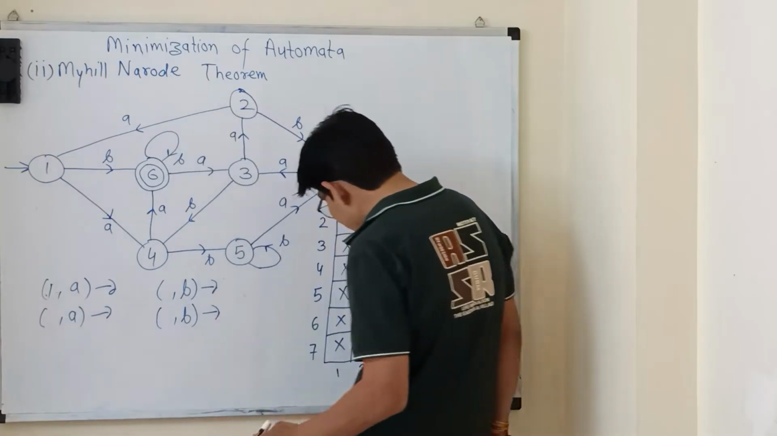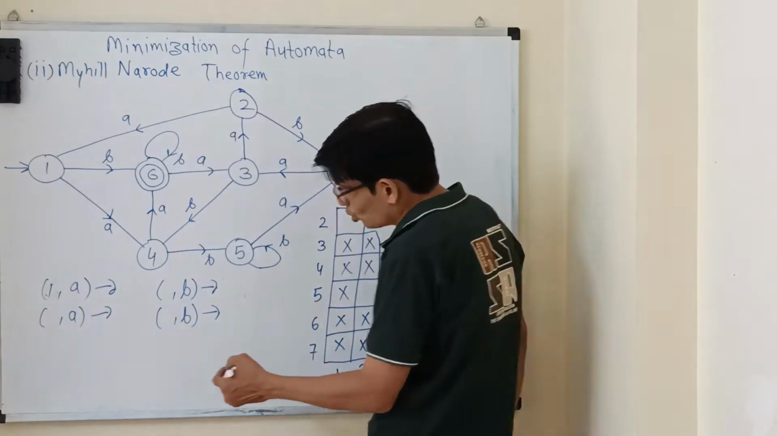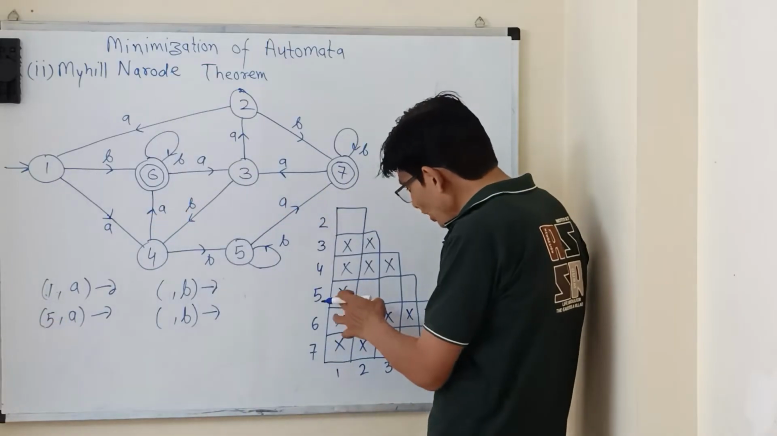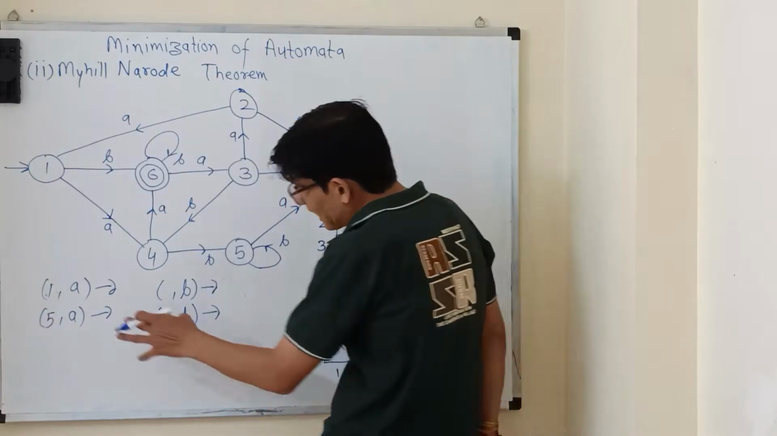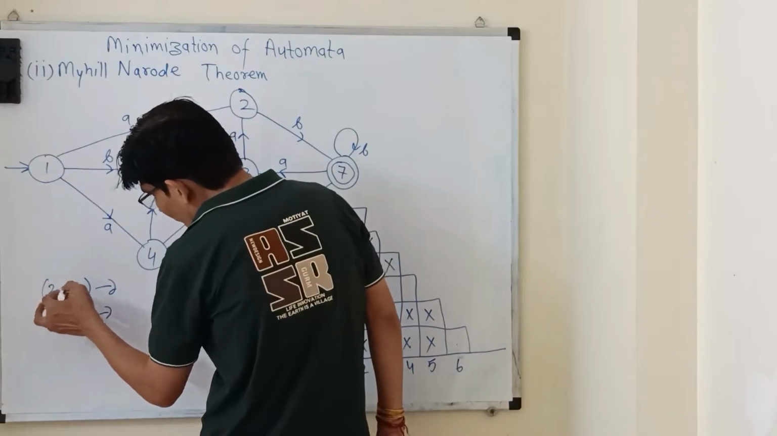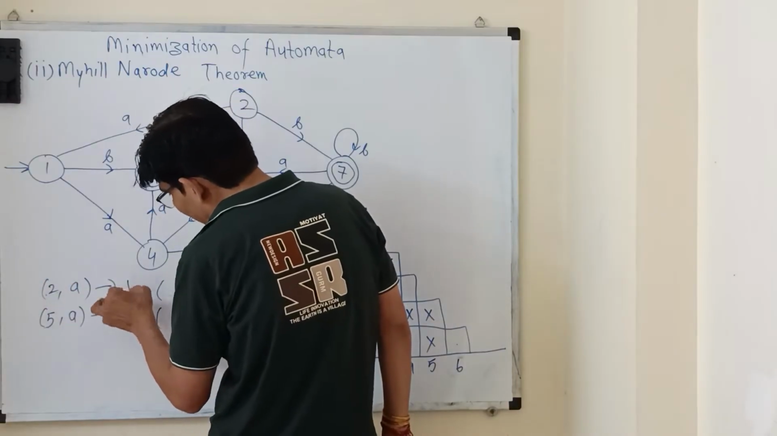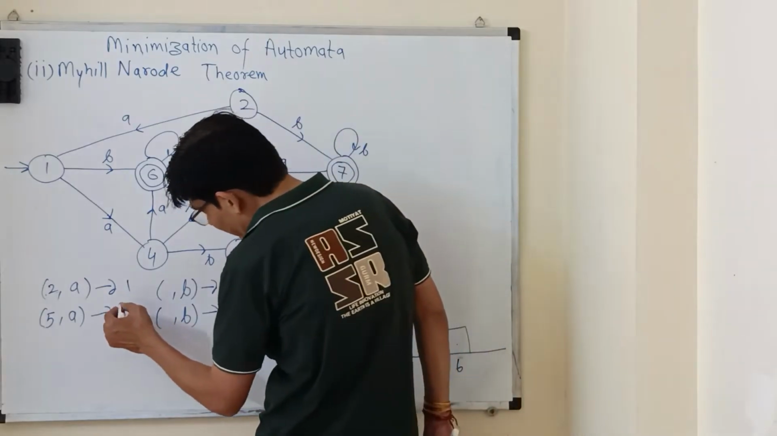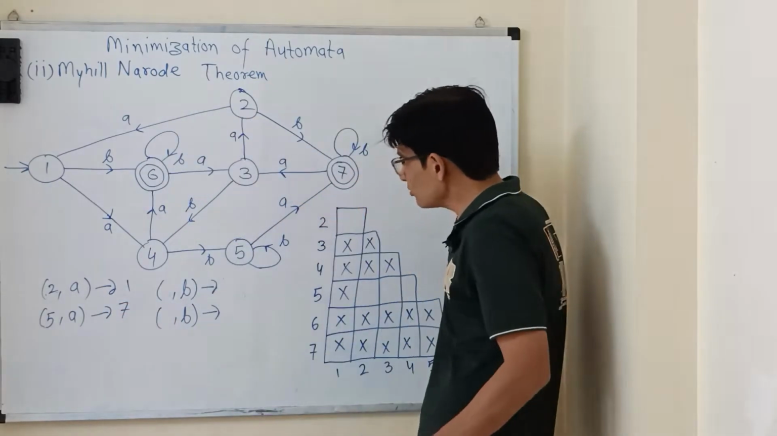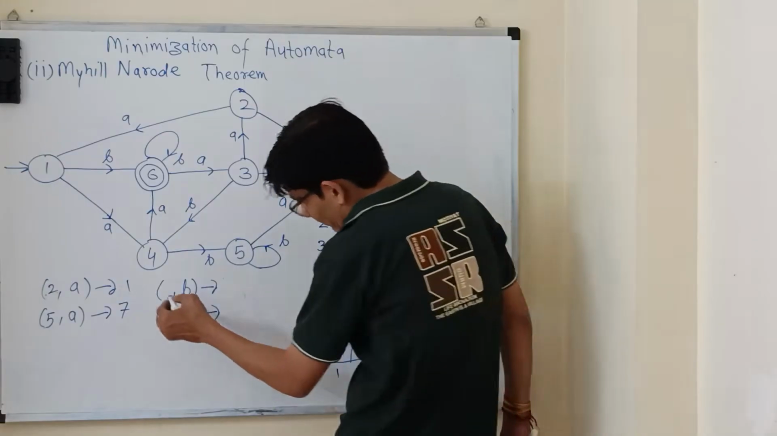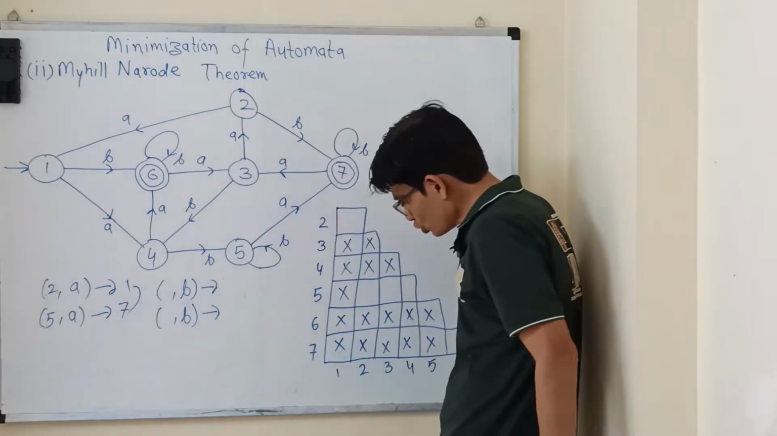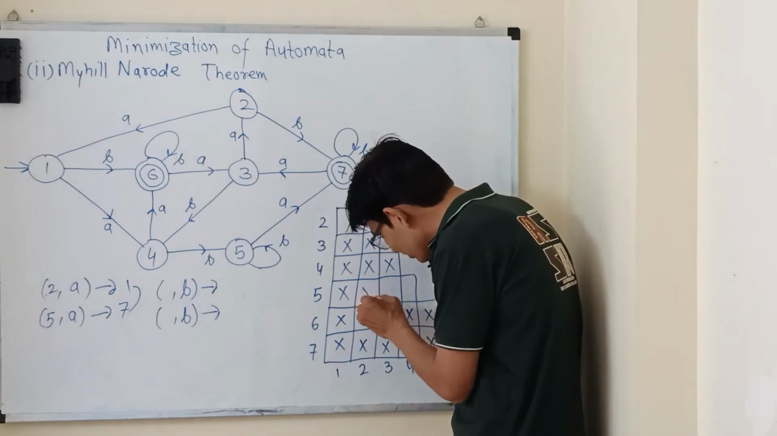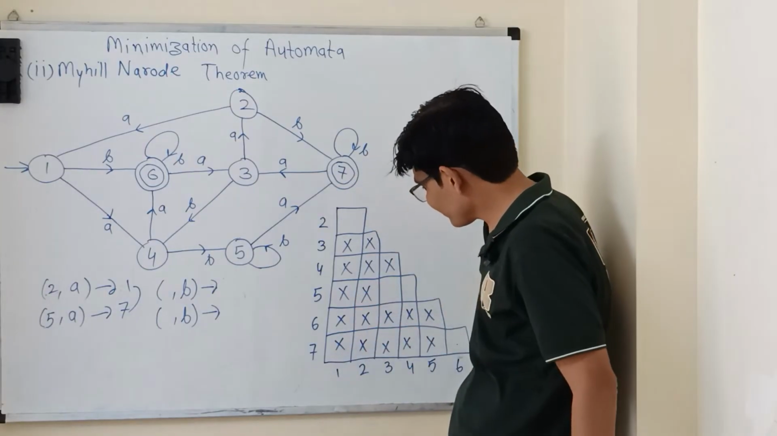Now we can try 5 and 2. So now on 2, if we are applying A, we are moving to 1. And on 5, if we are applying A, we are moving to 7. So now between 1 and 7, check 1 and 7. We have already crossed 1 and 7. So we can put a cross between these two.